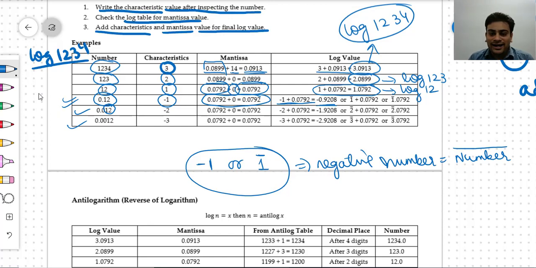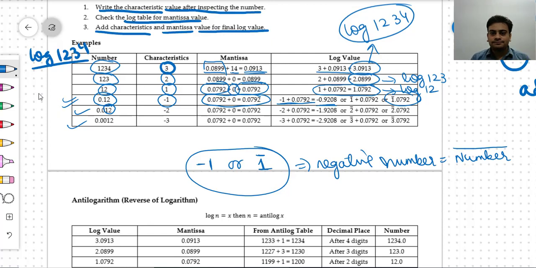Or the other way to write it is, as I told you, that you can put a bar on the number. So I can put a bar: I can say 1 bar 0.0792. Simply, I added the mantissa to the 1 bar. When you write 1 bar, you do not need to subtract the value. You can simply write it as 1 bar 0.0792. It means we have simply added the mantissa value to the 1 bar.